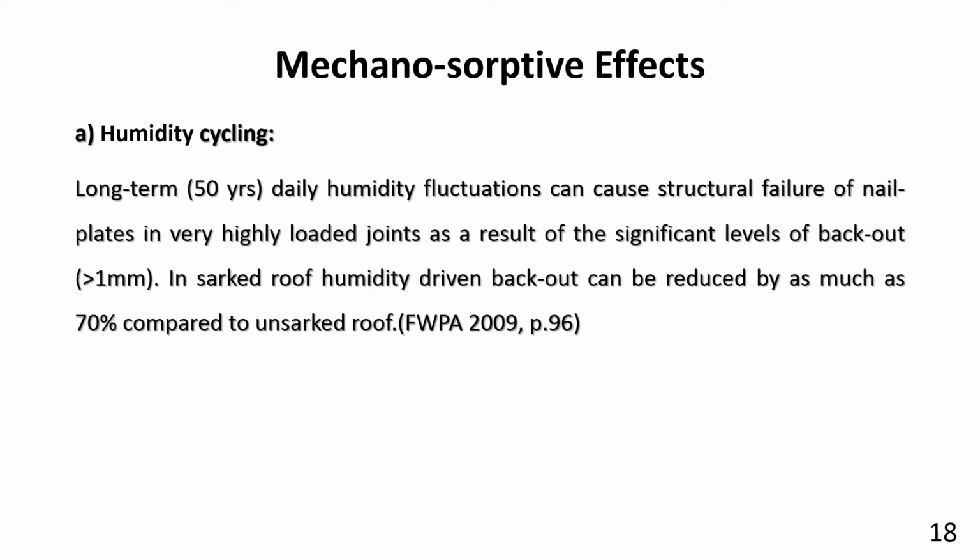Humidity cycling. Long-term daily humidity fluctuations can cause structural failure of nail plates in very highly loaded joints as a result of the significant levels of backout. In a sarked roof, humidity-driven backout can be reduced by as much as 70% compared to an unsarked roof.